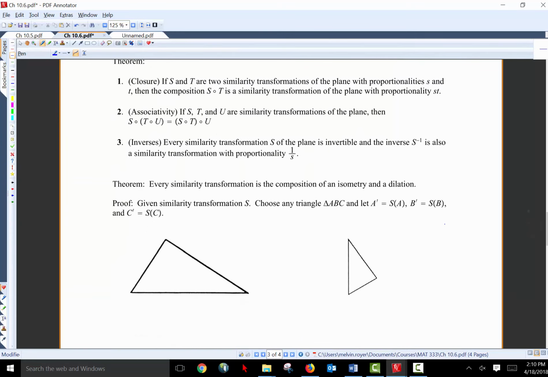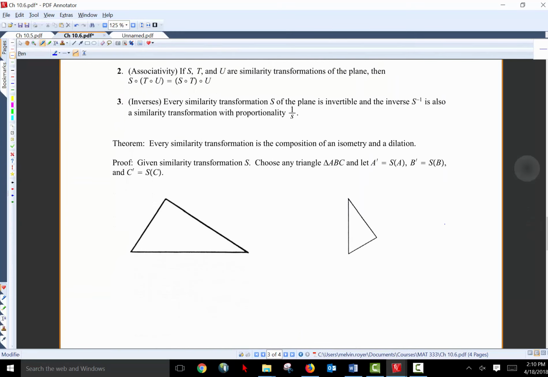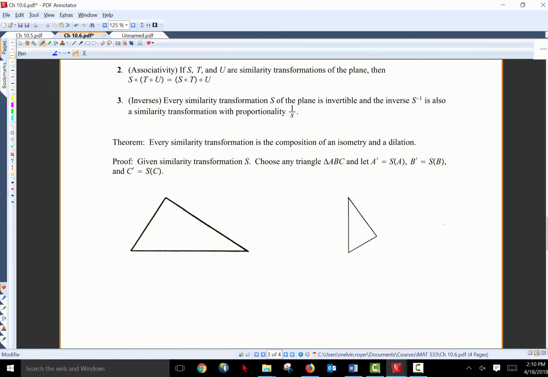So the theorem says special case. Not every similarity is just a dilation, but every similarity is at most an isometry combined with a dilation. One isometry combined with one dilation. So if I do 17 different similarities back to back to back, the net effect is at most dilate and do a rigid motion, an isometry.